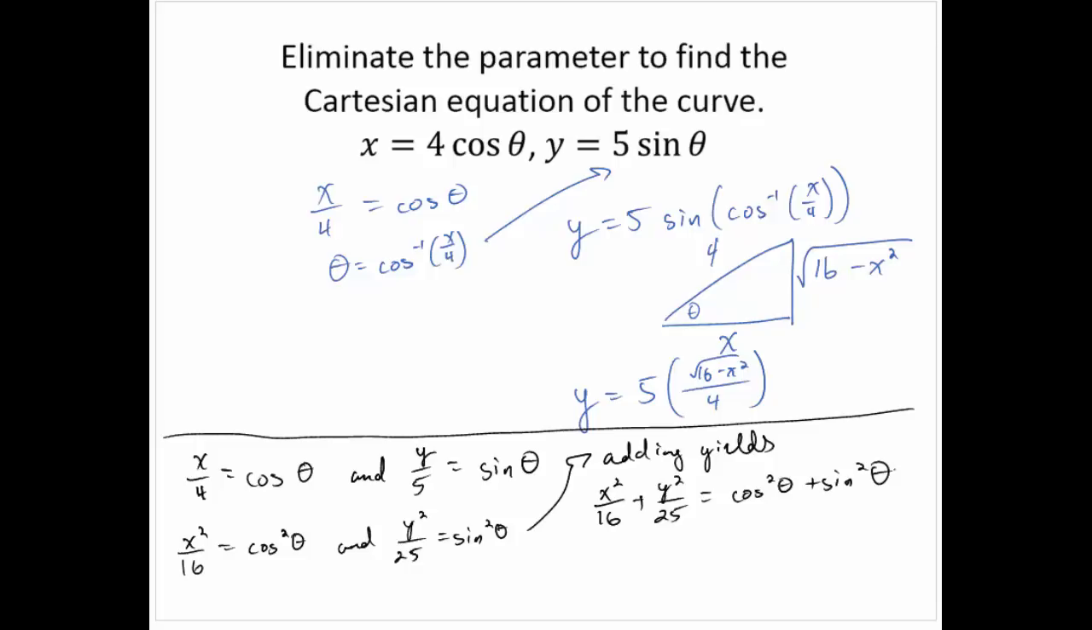And that cosine squared theta plus sine squared theta, you should be familiar with that. That's 1. So x squared over 16 plus y squared over 25 is 1. Which you may recall as the equation of an ellipse in standard form. You hopefully saw that back in a pre-calculus course.